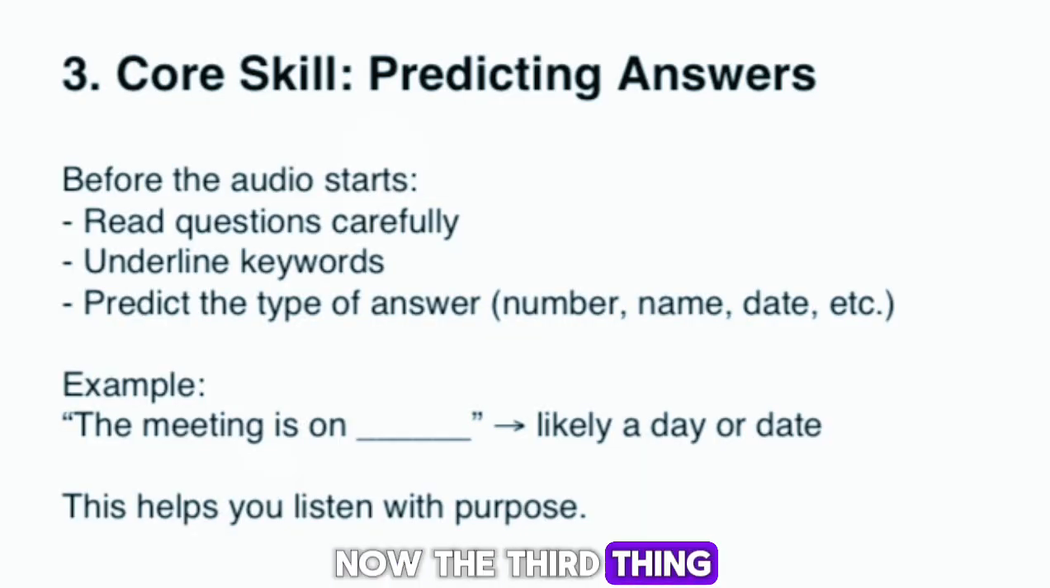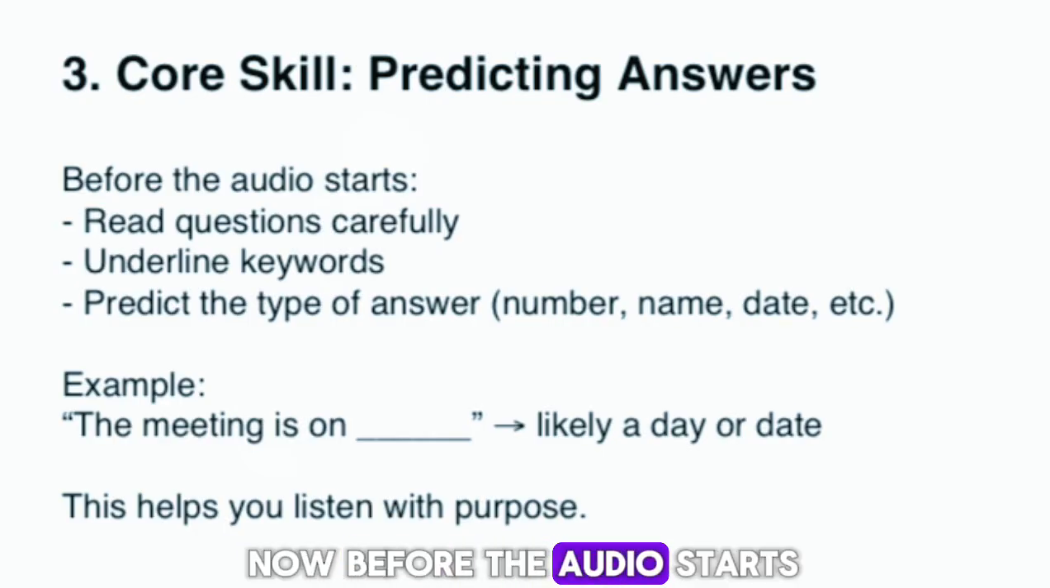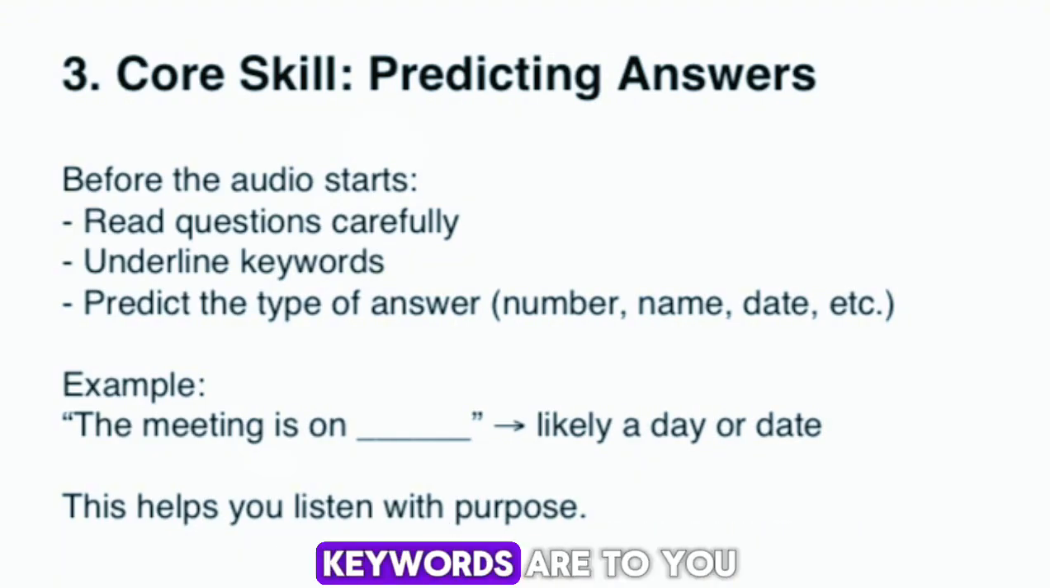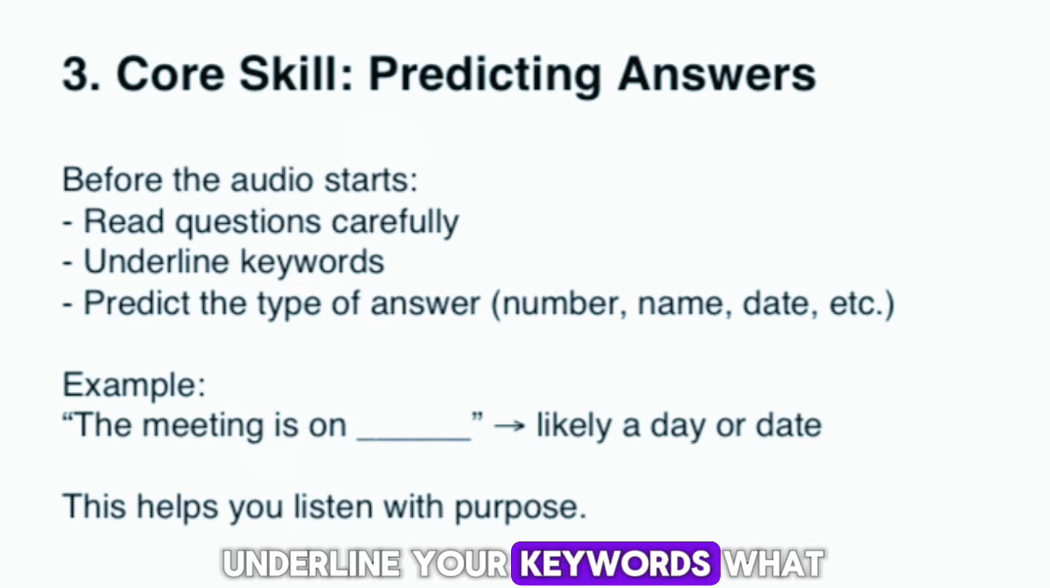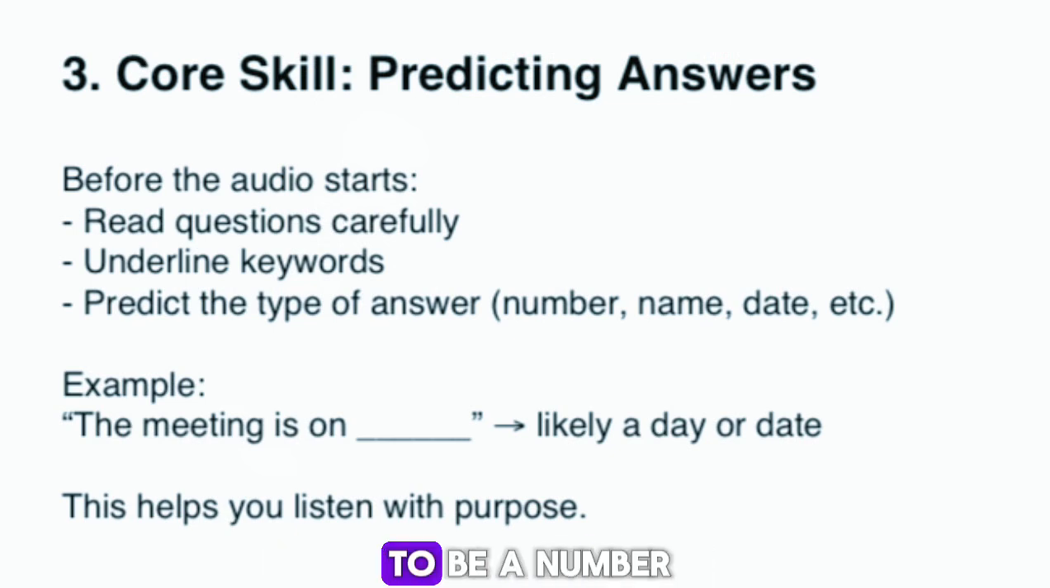So that is one thing I need you to pay attention to. Now, the third thing we're going to be looking at is the core skill: predicting answers. Before the audio starts, read questions carefully. Underline keywords. I already explained what keywords are to you. Underline your keywords. Predict the type of answer. Is it going to be a number, a name, or a date?